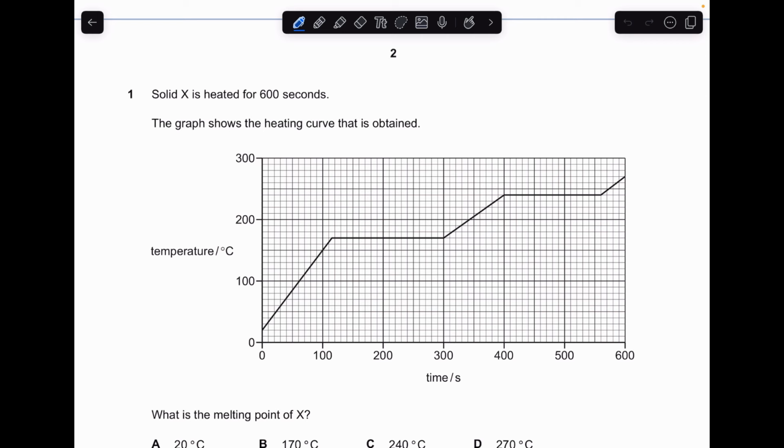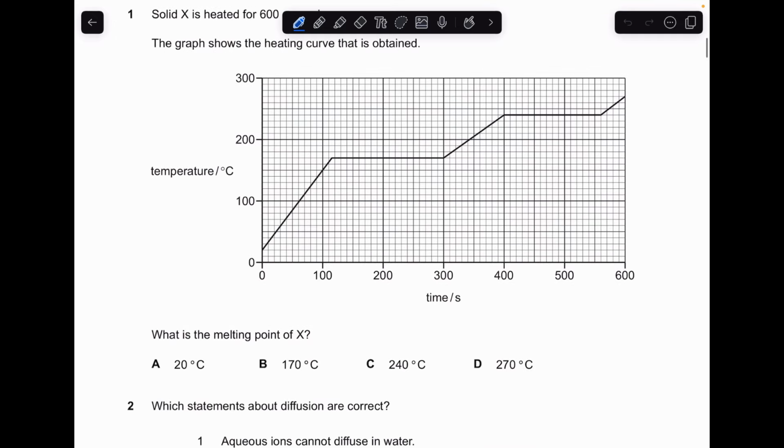Question number 1. The solid X is heated for 60 seconds and we are shown a heating curve, and we have to find the melting point. If we recall, the melting point will be the first straight line on the graph, which is this one. And if we lead it here, it's roughly 170, so it's B.